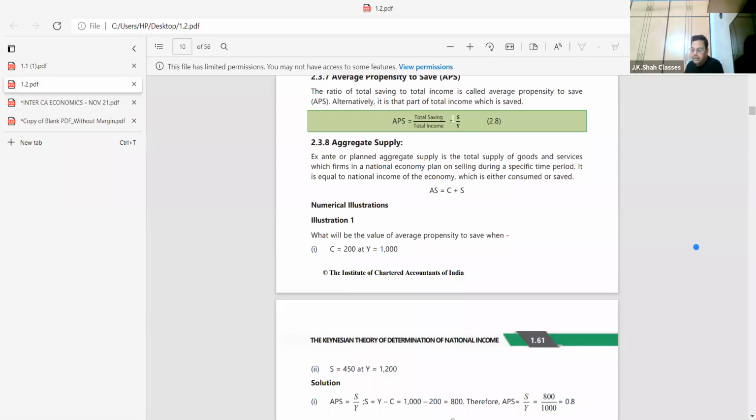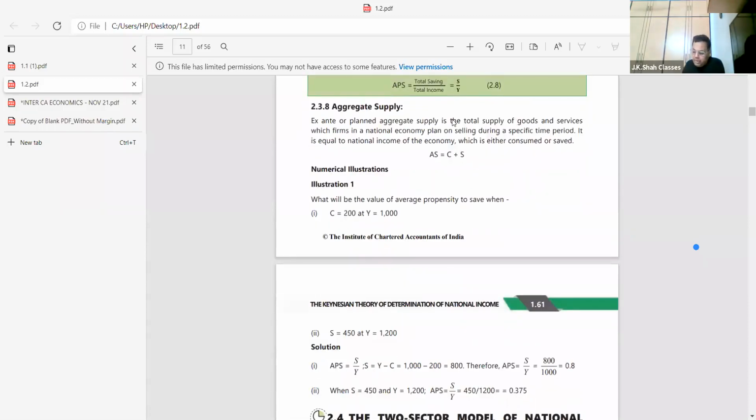Answer is 0.8. अरे काव्या बोलती कि नहीं? हाँ ना बेटा, कैसे 0.8? Saving is 800, income is what? 1000. So 800 by 1000, 0.8. And second में saving is 450 upon 1200. So that becomes 0.375. बेटा, ये सिर्फ formula लिखो please.